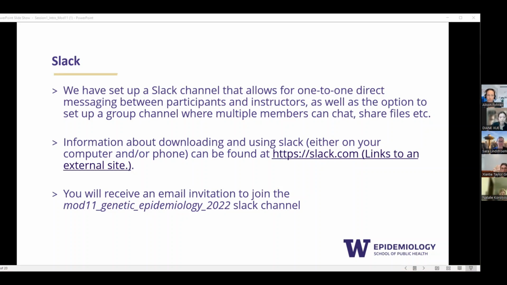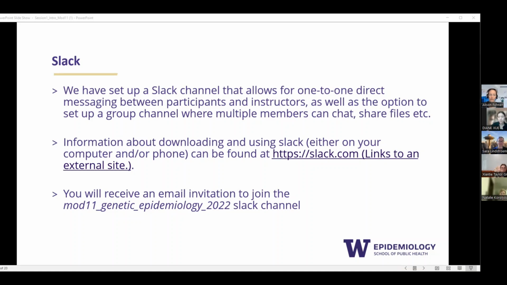So you're welcome to send us direct messages to ask your question, but if it's a general question that you might otherwise ask in an open session, please write the question in the Module 11 Genetic Epidemiology 2022 Slack channel, and we'll be monitoring that throughout the sessions, as well as throughout the week outside of the sessions, to answer your questions and to help you get the most out of our few days together.